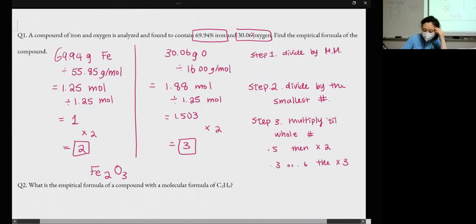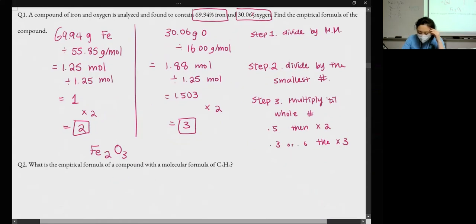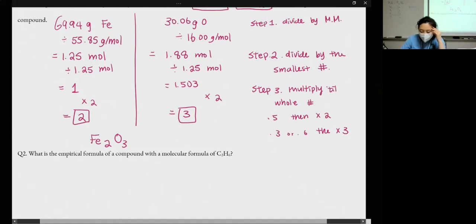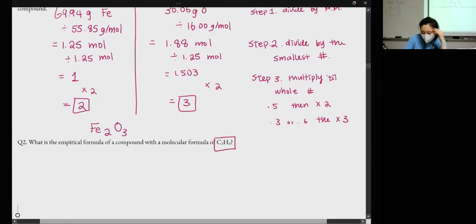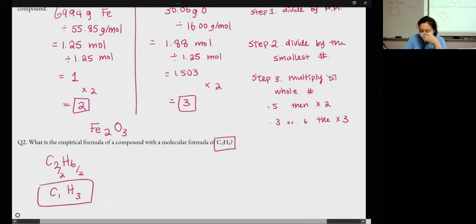Question number 2 is asking you, what is the empirical formula of a compound with the molecular formula of C2H6? If you look at the subscripts 2 and 6, there is a greatest common factor, which is 2. If you divide both subscripts by 2, then C ends up with 1 and hydrogen ends up with 3. So our empirical formula for C2H6 would be CH3.